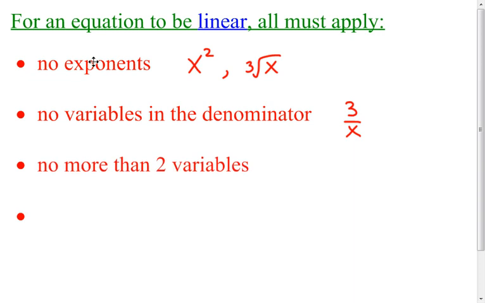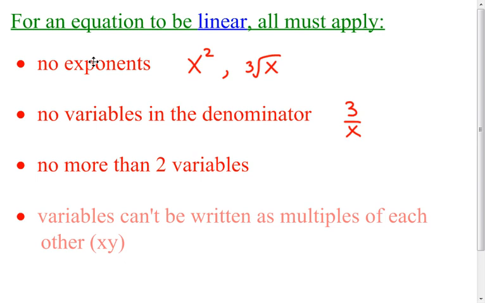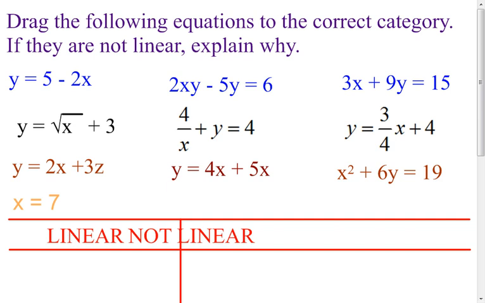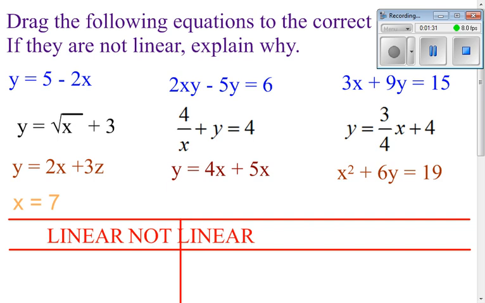You cannot have any more than two different variables in the equation, so you can have any combination of two letters or two variables that you want, but you cannot have an x, a y, and a z, for instance, or a, b, and c. You can only have two of those. And your variables cannot be written as multiples of each other. So your variables can't be multiplied like x times y or a times b or m times n or anything like that. Okay? So I have a whole bunch of equations here, and we are going to identify them as either linear or not linear.